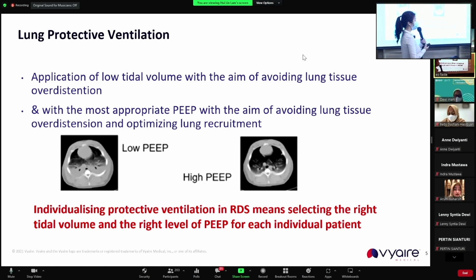So what we want to do for our RDS patients is to individualize our protective ventilation by selecting the correct tidal volume for them, and also the right level of PEEP for them. Because each patient is different, you might want to set a different tidal volume for each patient, as well as the correct PEEP for them.